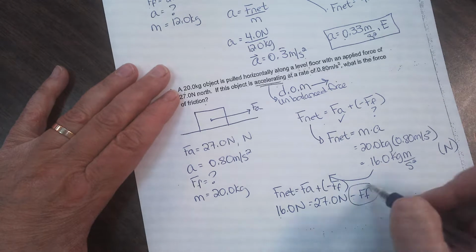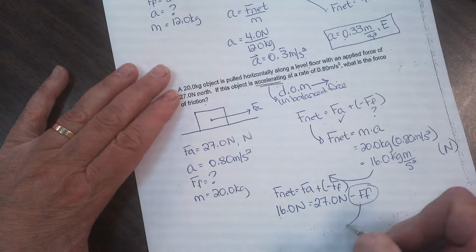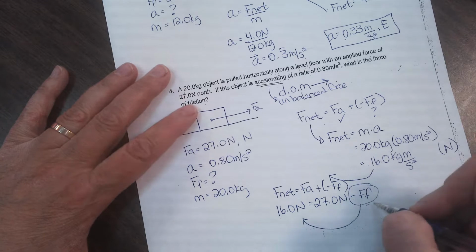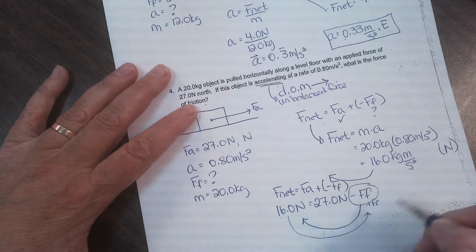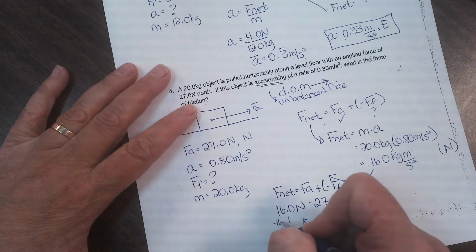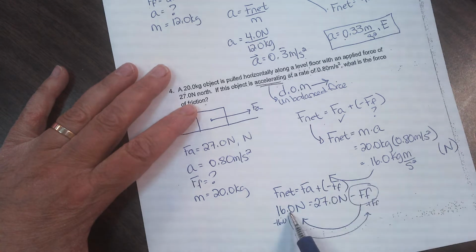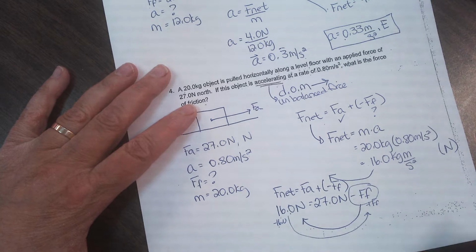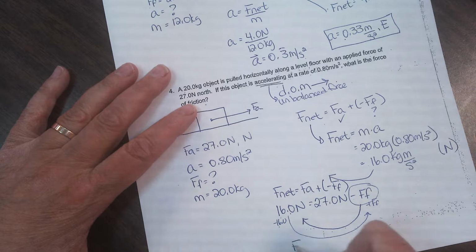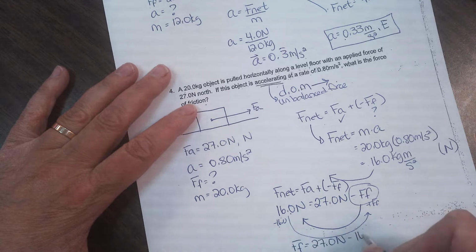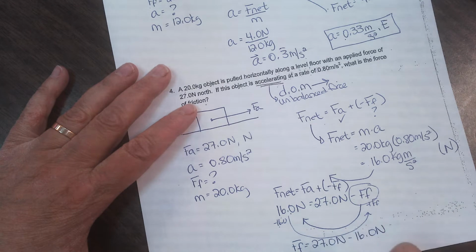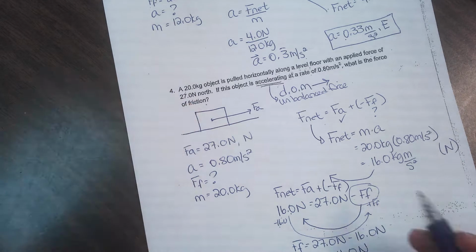I want this to be positive, so I'm going to move this to this side of the equation by adding it, and I'm going to move this one to this side by subtracting it. The opposite math function. This is a positive number, so I'm going to add a negative number to it. So I am left with the force of friction is equal to 27.0 newtons minus 16.0 newtons. And so the force of friction is 11.0 newtons.